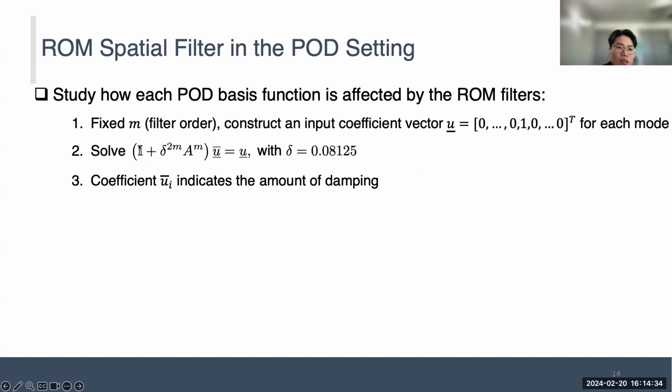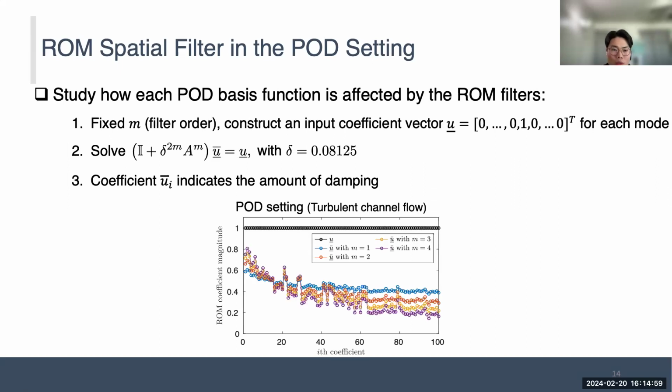reduced filter system, and with this delta here. So delta can be arbitrary, but we just happen to choose this one. And the output coefficient U_i indicates the amount of damping in the ith mode. So we did this for 4 filter orders, and from mode 1 to mode 100. And here's the result we got.